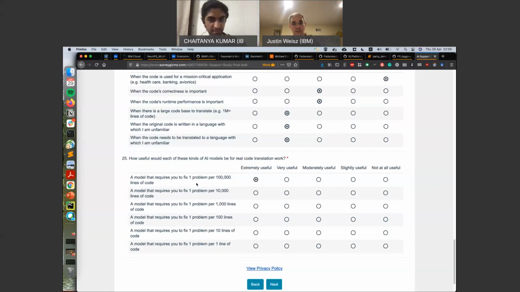So let me check if I'm understanding this correctly. So this model is going to generate code, but it'll only have one problem per 100,000 lines of code. Right? At least those are the odds, right? So that's the pattern here. Yeah. So this would not be useful at all. See, okay, my hypothesis failed.